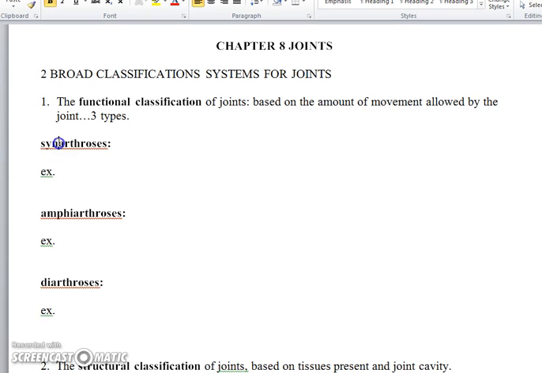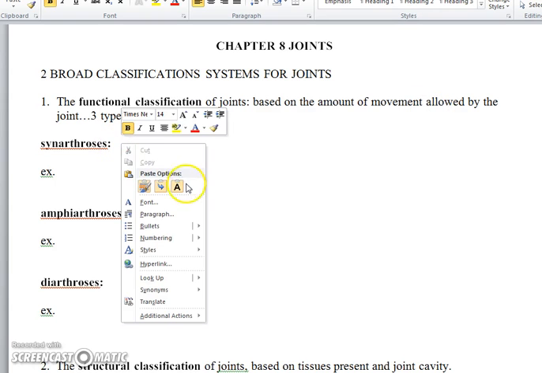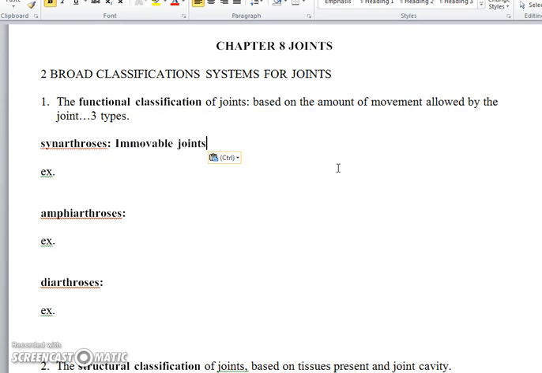I got syn highlighted already. Syn means together. And guys, anytime you see arthro or arthur, like in arthritis, it means a joint. If you didn't know that, it's probably worth writing down. So syn, arthro: joints, together joints. Here's what you want to write though. What's together about them? They're immovable. They're kind of fused together, quote unquote. So synarthroses are immovable joints. I call them synarthrotic joints.